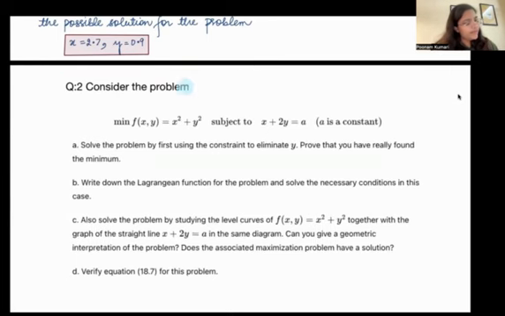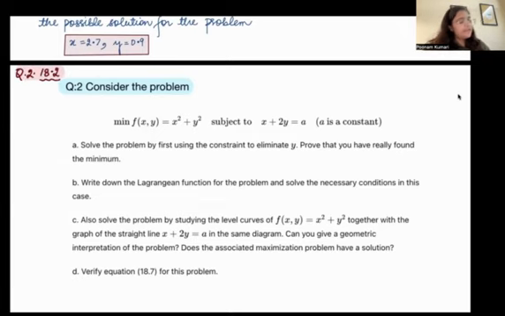Okay. Let's read the question and see what all we can extract from here. First of all, the problem is you have to minimize this function. And let me also mention for reference, this is from question number 2 of your exercise 18.2, if you want to refer to it from there.